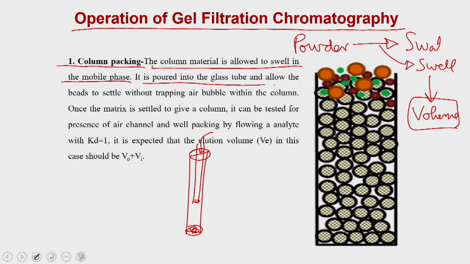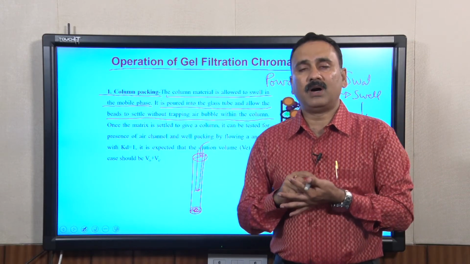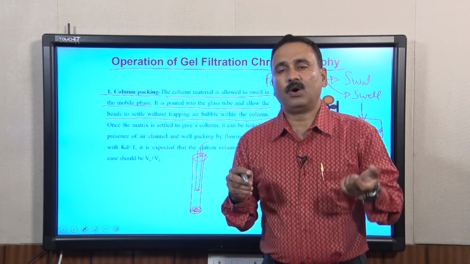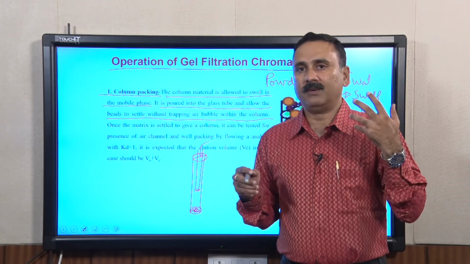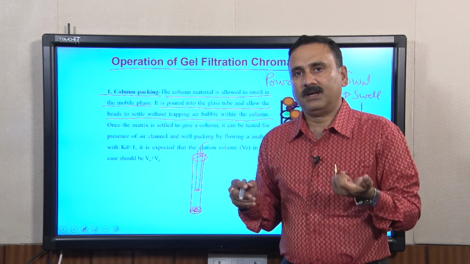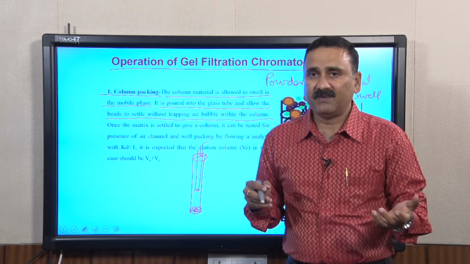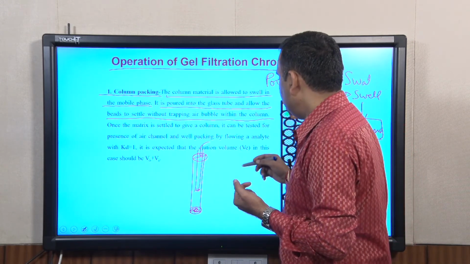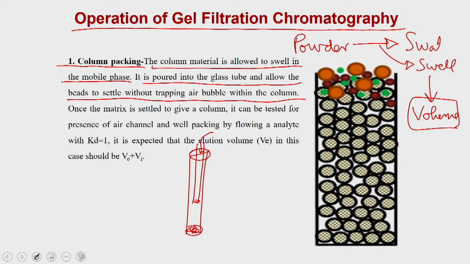It is going to pour into the glass tube and allow the beads to settle without trapping air within the column. While you are settling down, you are also going to flow the water or buffer through a pump. You can use the peristaltic pump, or the pumps present in the protein purification system. Now, what will be the relationship between the column packing flow rate and the flow rate at which you can operate this column?